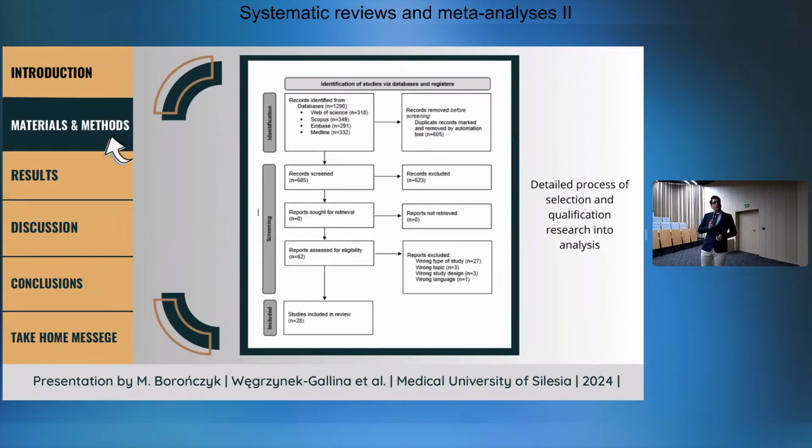Here you can see the PRISMA diagram with the detailed process of selection, qualification, and inclusion into analysis. Two independent researchers searched databases such as Web of Science, Scopus, Embase, and Medline, finding primarily 1,290 records. After the process of screening and assessing for eligibility, 28 articles were left and included in the review part of our work, and 10 of them were included in the meta-analysis.